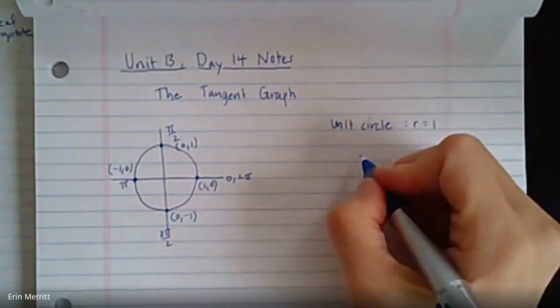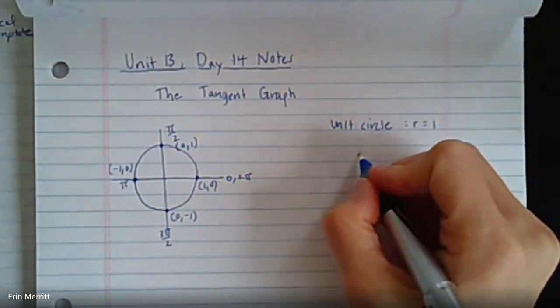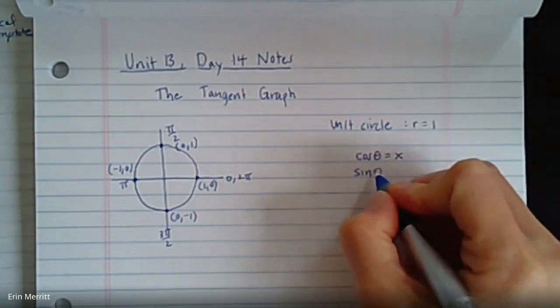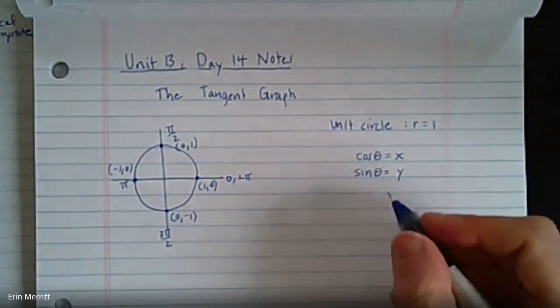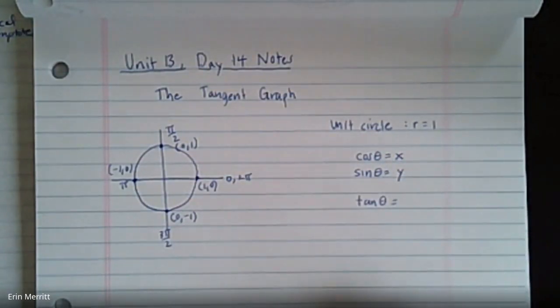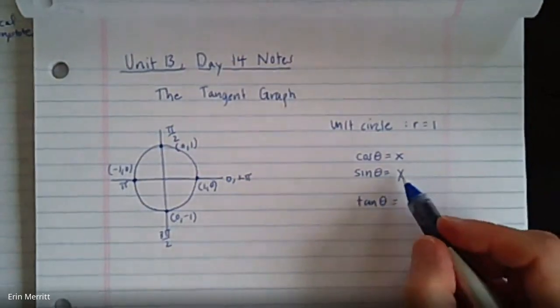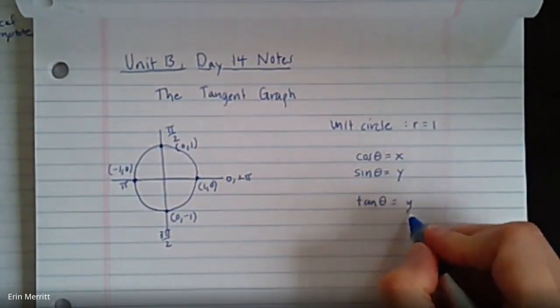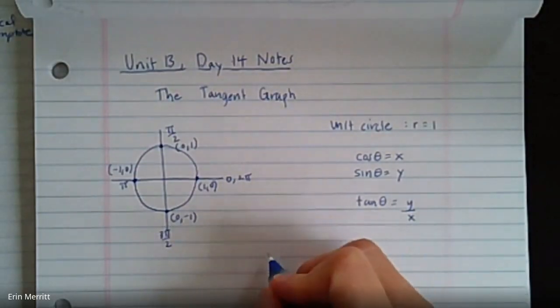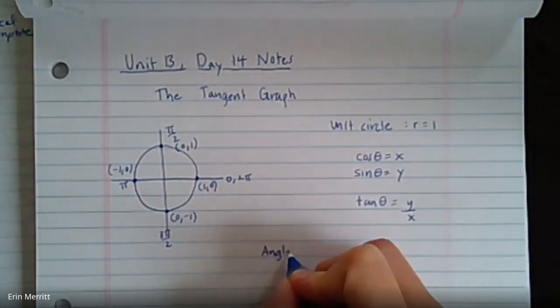All right, as a reminder, we know that cosine is equivalent to the x-coordinate, sine is equivalent to the y-coordinate. What you might not remember as well, but you know it, is that tangent is equal to sine over cosine, or in this case, y over x, because that's the TOA part if you put that together. All right. So what I want to do before we graph this is I want to create just a little chart.